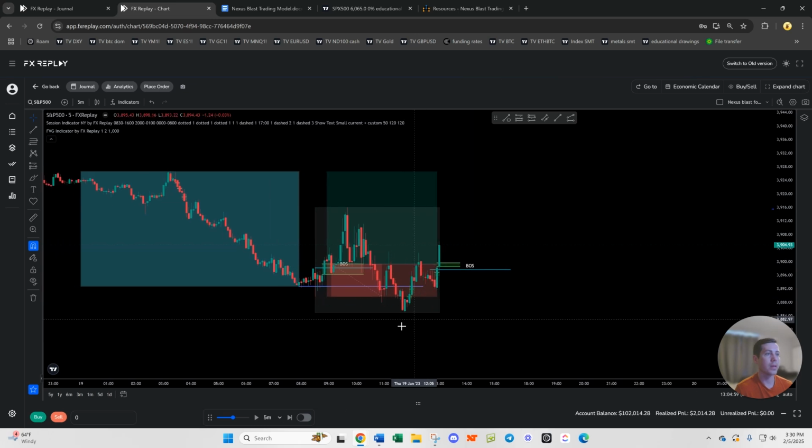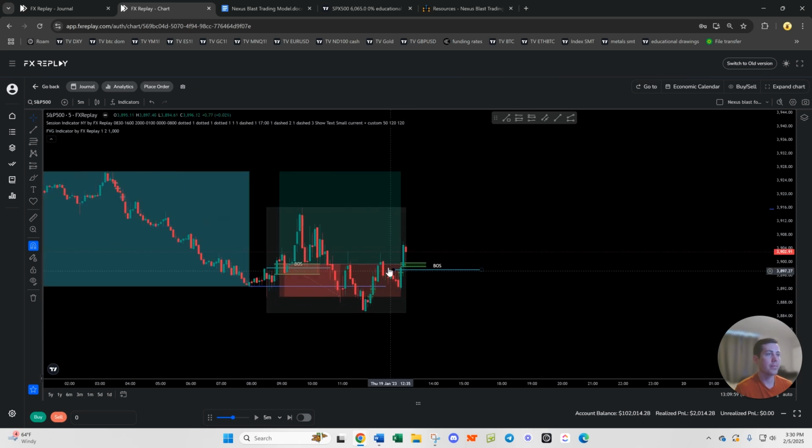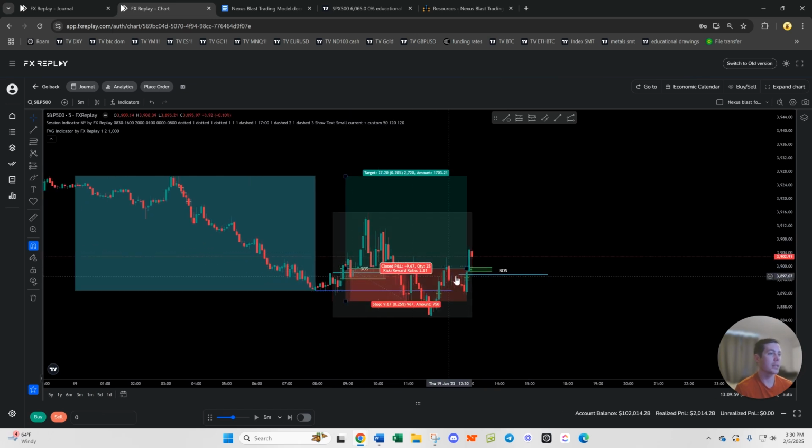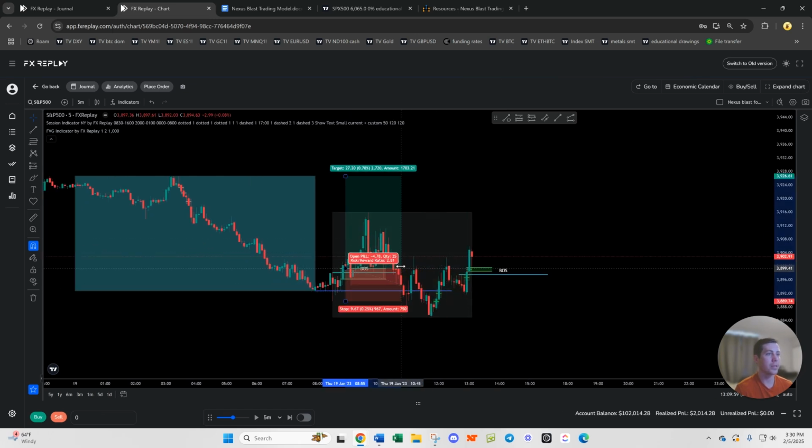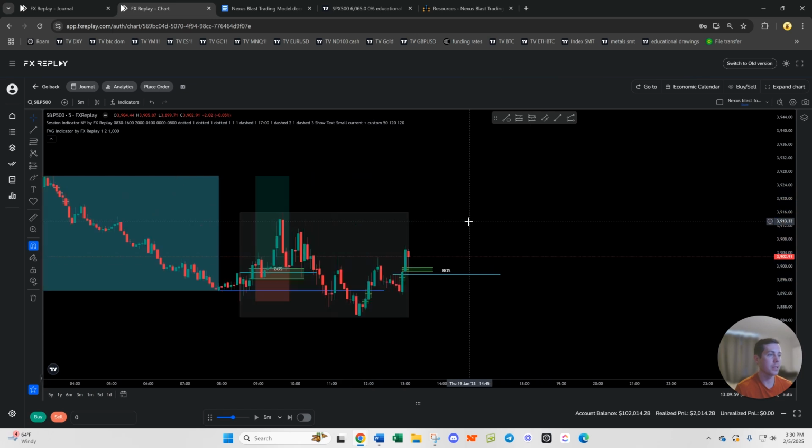So right here we have a market structure shift or break of structure, a candle close above this previous high. We're still looking for longs because we've swept the London low and we haven't swept the high yet, so longs are still valid. We just got stopped at break even on this first trade, so I'll pull this back over here. In this case, there's two fair value gaps back to back.